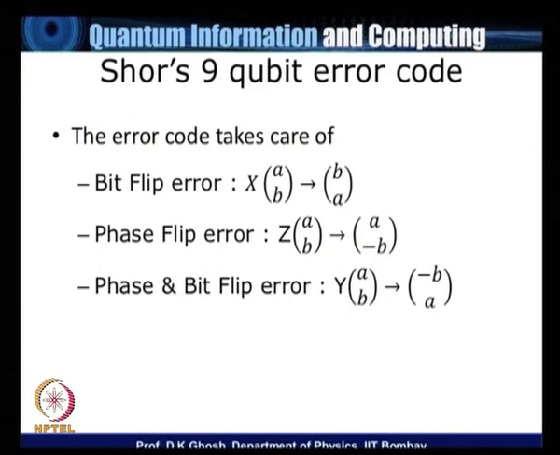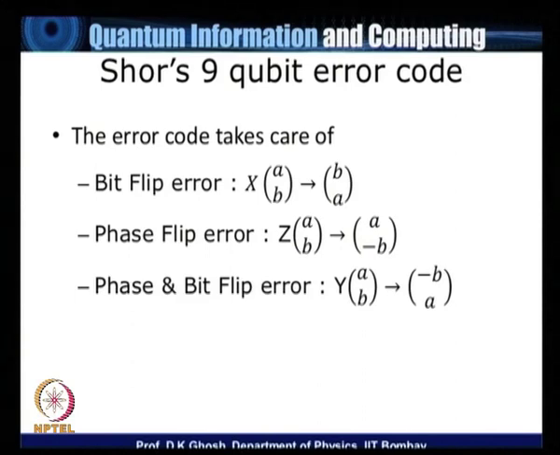Now this error code takes care of bit flip error. We know that bit flip error arises because of application of an X gate on the state AB, and that gives me BA. On the other hand, a phase flip error is taken care of by the operation of a Z gate on AB, which gives me A minus B. If you have both phase and bit flip errors, that's essentially equivalent to a Y gate, and of course there is an overall factor of i which one has to take care of, but the Y gate acting on AB gives you minus BA.